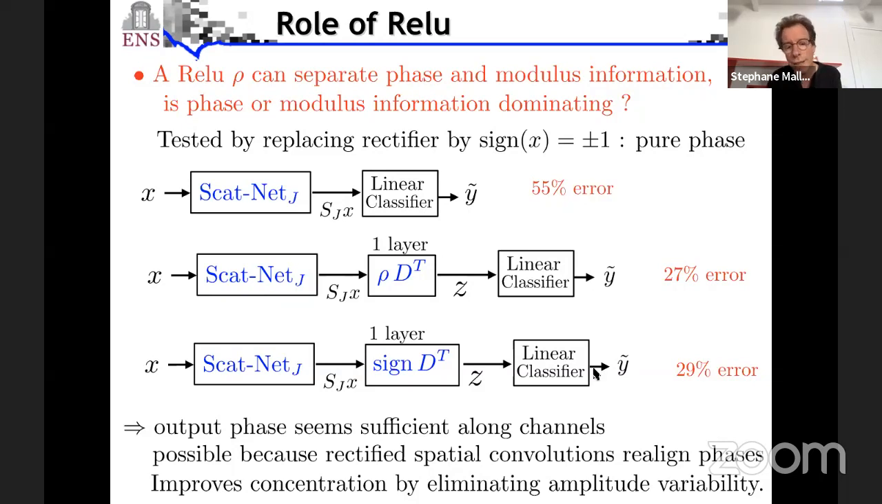Now, why is that so? Not completely clear. The only thing is that the first layers before, which was the scattering transform, eliminate the variability to translation, so they stabilize the phase very much.